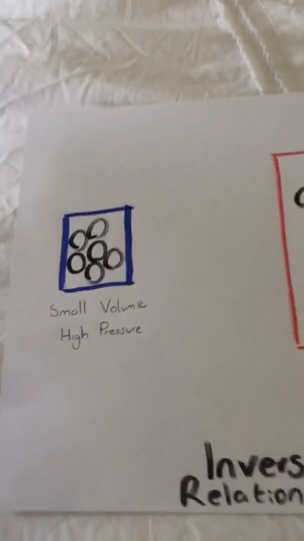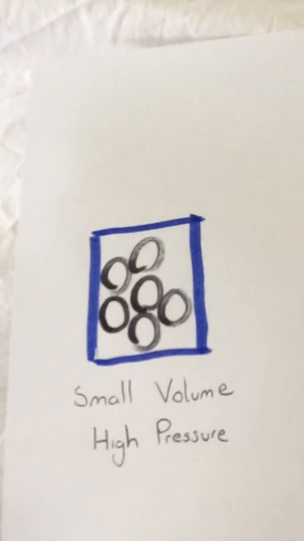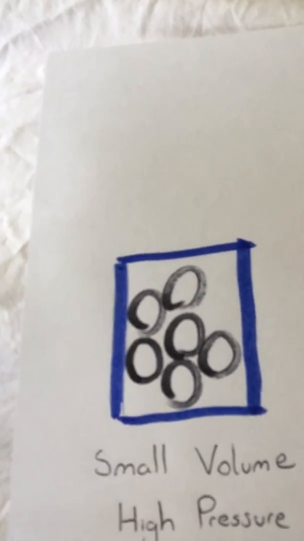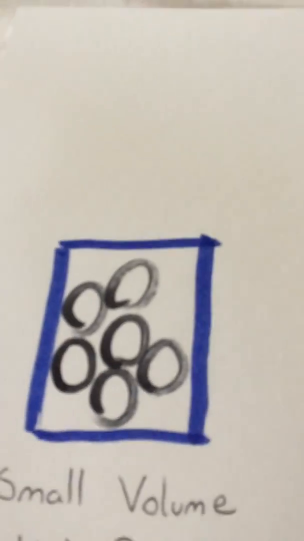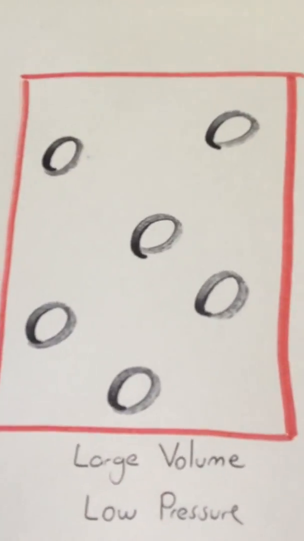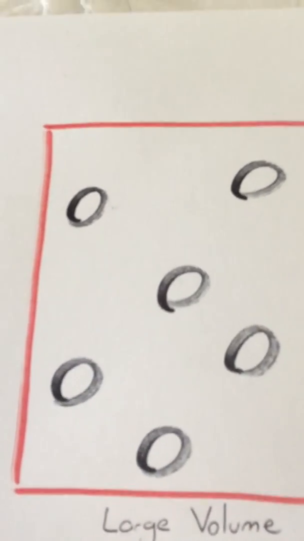So, here's a handy diagram I've prepared to help us figure that one out. Small volume, high pressure. Pressure being defined as the force objects are exerting upon each other. Same amount inside, but big volume, low pressure. Those objects aren't forced upon each other. And again, that's what we call an inverse relationship.